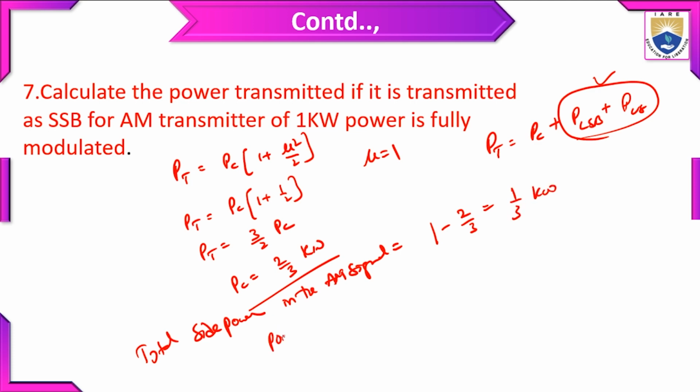So the power in each sideband: why? Because these two sideband powers are equal, PLSB and PUSB having the same power. So in each sideband, 2 into PSB is equal to 1 by 3. So PSB equals 1 by 6 kilowatt. So this is the solution for the 7th problem.